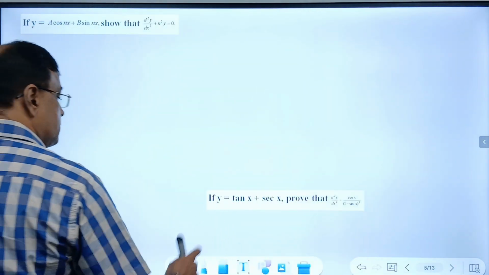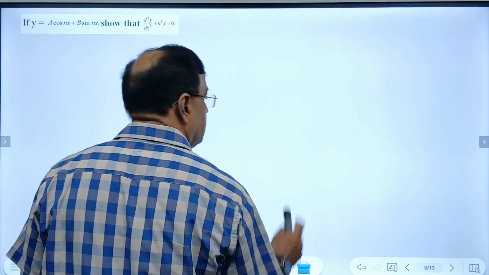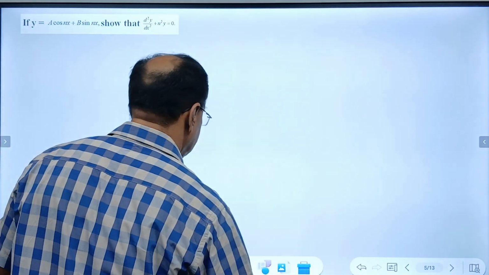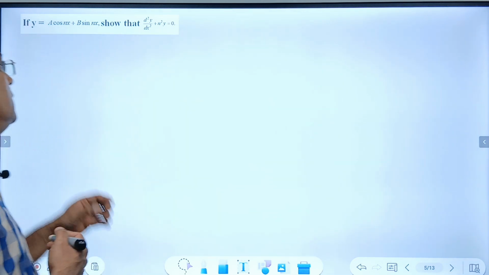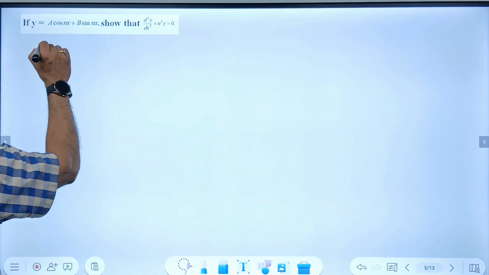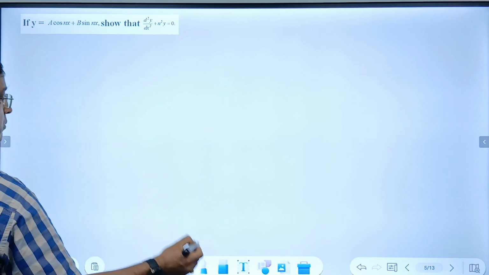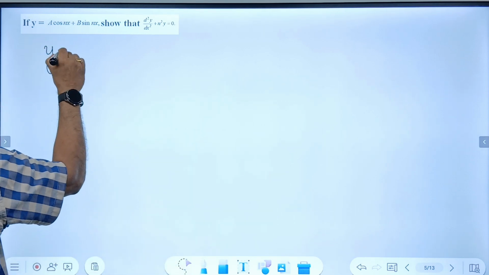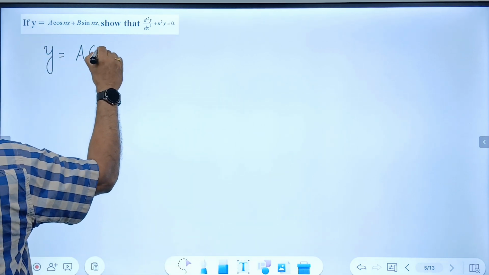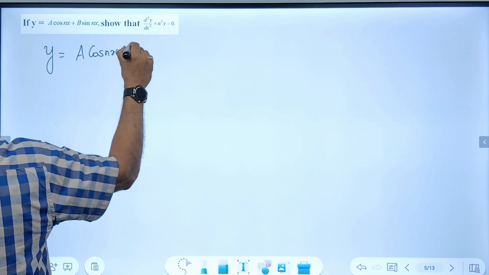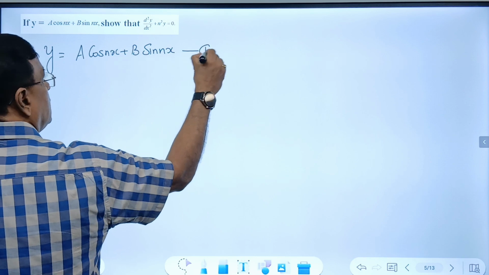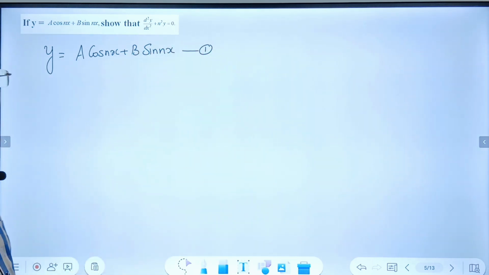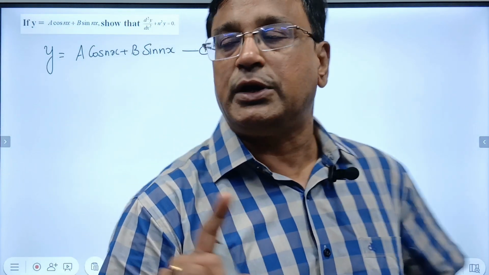Now let's go to the next question. Now how do I do this problem? Here y equal to a cos nx plus b sine nx. I have to prove this result. So first I'll take y equal to a cos nx plus b sine nx, and I call this 1. Let it be there. Now I am going to differentiate both sides with respect to x the first time.